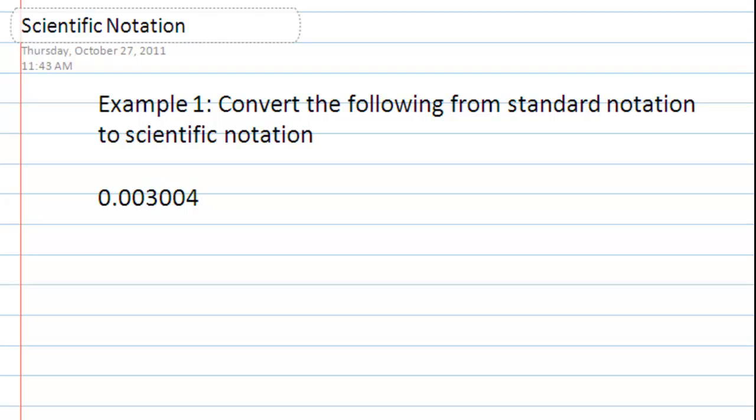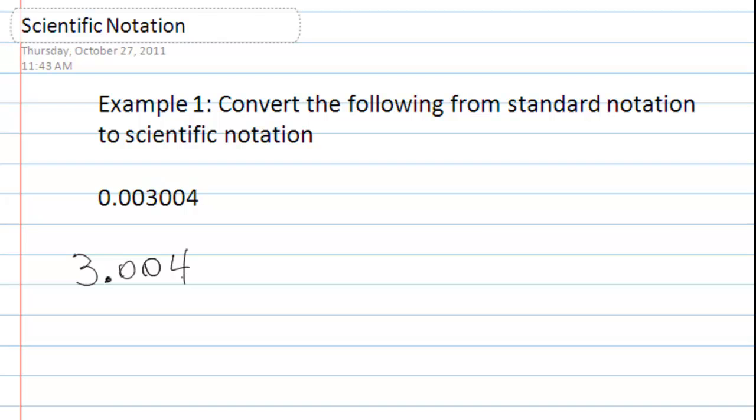So the first step in this is to realize that you need to find the first significant digit. And this is going to be the closest number to the decimal point when you're dealing with this decimal here. So I'm going to move the decimal over, and I'm going to see that it's 3. Okay, so I'm going to put the decimal place right after the first significant digit.